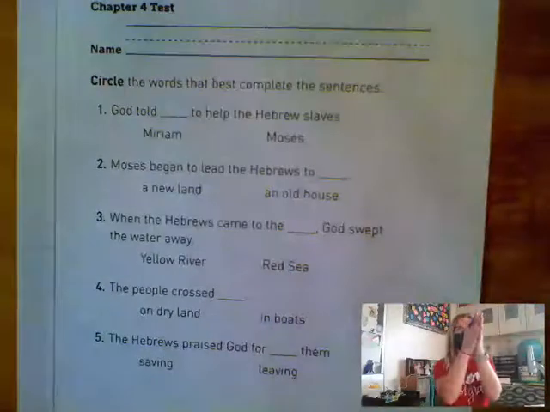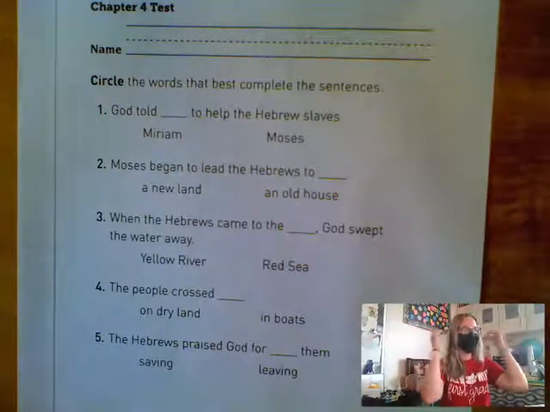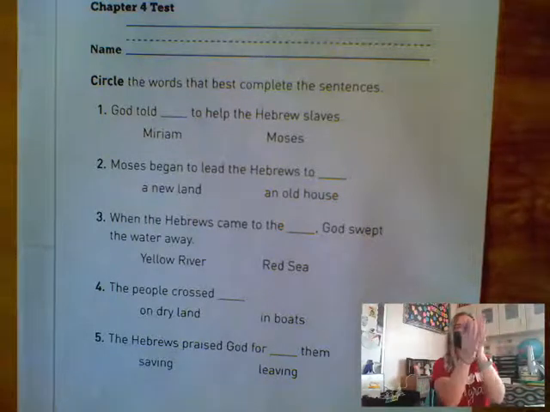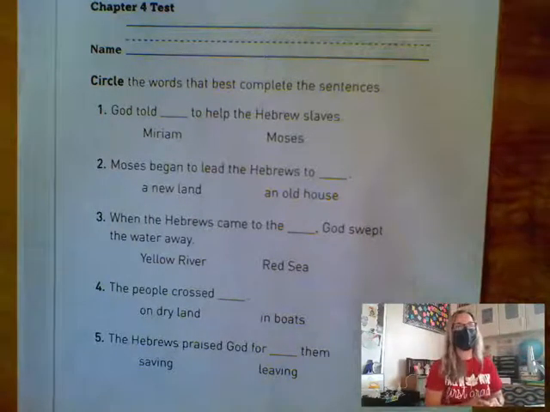Remember we talked about how he parted the waters and the Hebrews were able to walk through to safety, and then the waters closed up and all of the Egyptian army was washed away, so they were saved.